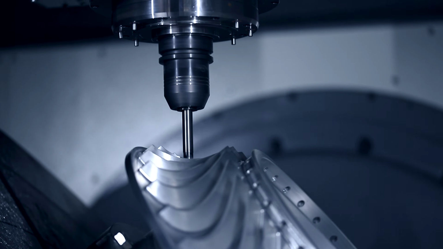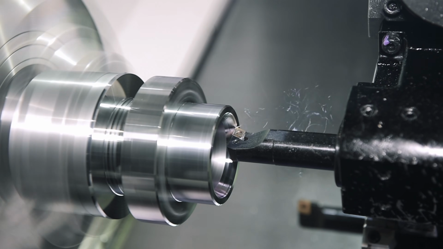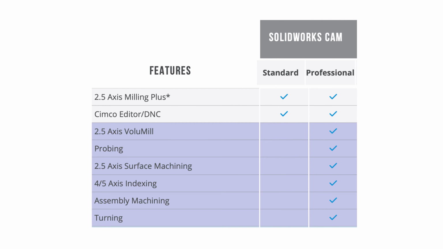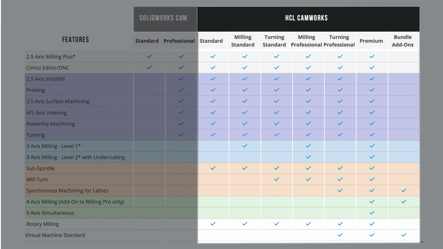As you start doing 4-axis and 5-axis simultaneous machining, maybe mill turn, full mill turn machining, then you would want to be looking at the CAMWorks line of products. And that's what would take you up into those higher levels.